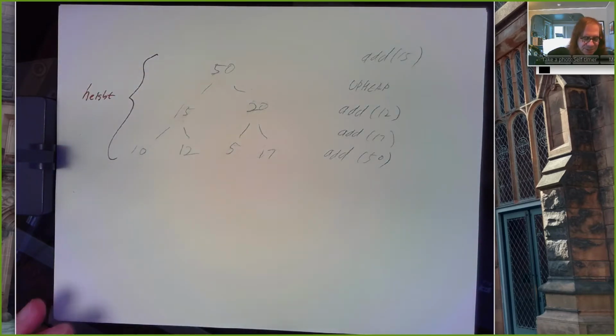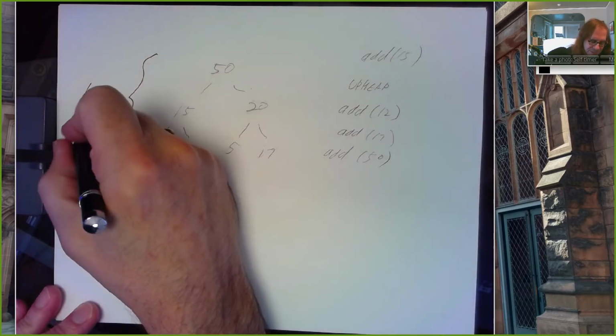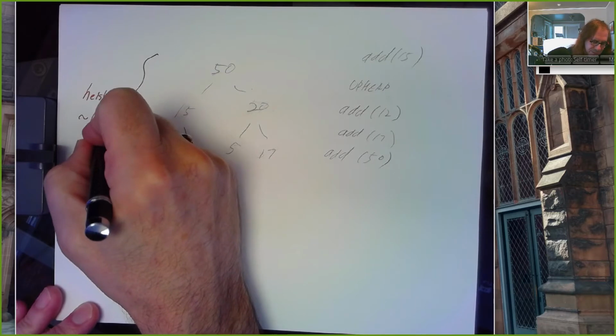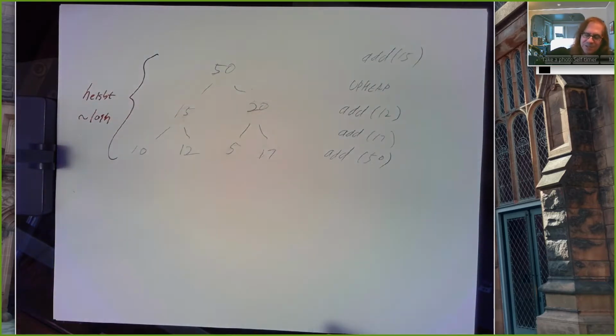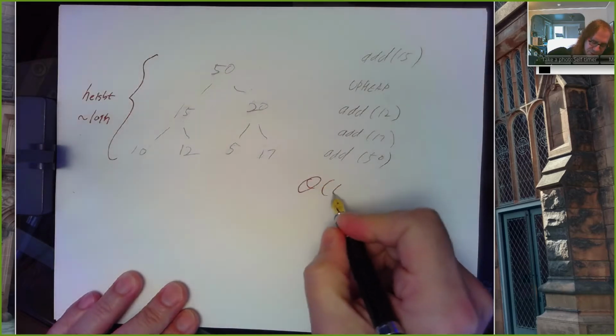And the height of the tree, especially a tree that's nice and full and fluffy like this, is approximately log of n, where n is the number of things in your structure. So this add operation is order log n.